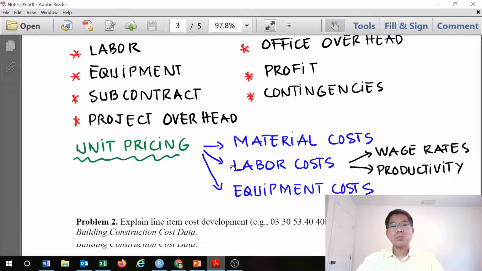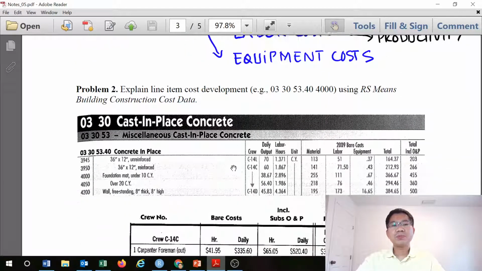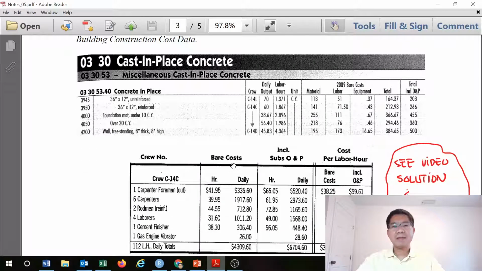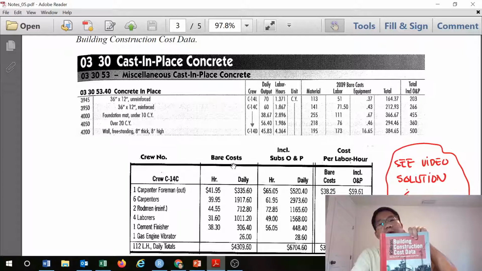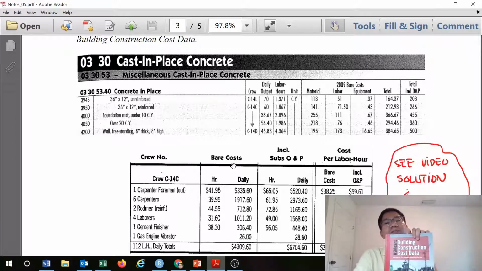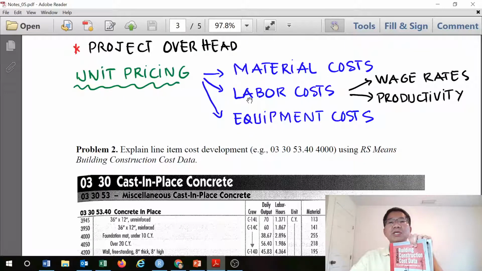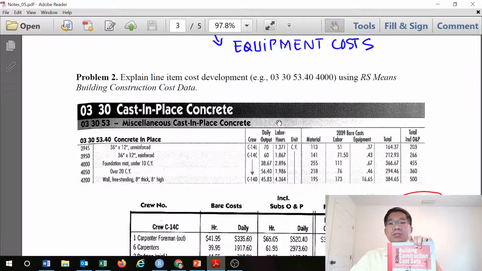And with that, we move to problem 2, just to try to explain how a company like RSMeans, which produces the building construction cost data, for example here, can determine the unit cost of the project. How can they do that? So problem 2 explains those components. And like I said, we have three components here: material, labor, and equipment costs.